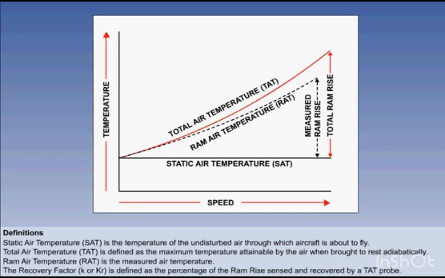The ratio of the measured ram rise to the total ram rise is called the recovery factor. Suppose that, because of losses and inefficiencies in measurement, the measured ram rise is only 90% of the total ram rise. In this case, the recovery factor would be 0.9 or 90%. In formulae, the recovery factor is often written as K or K subscript R.